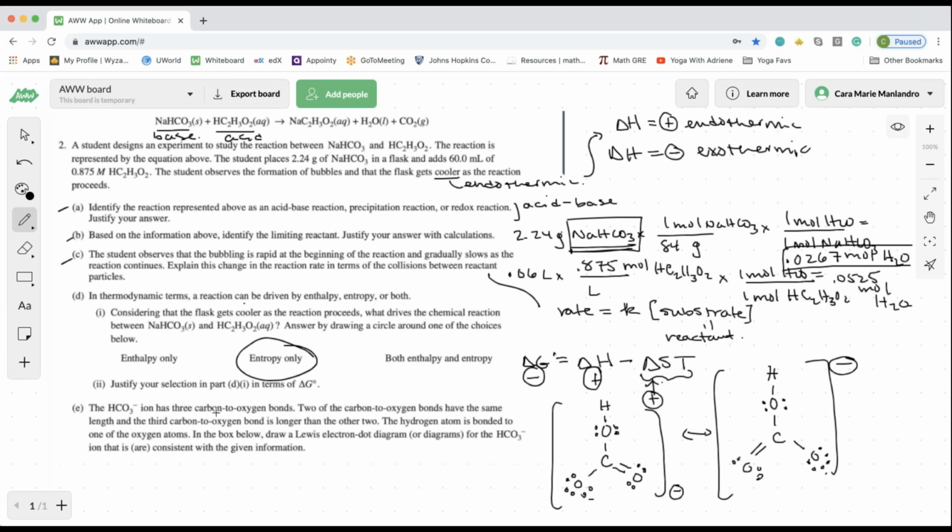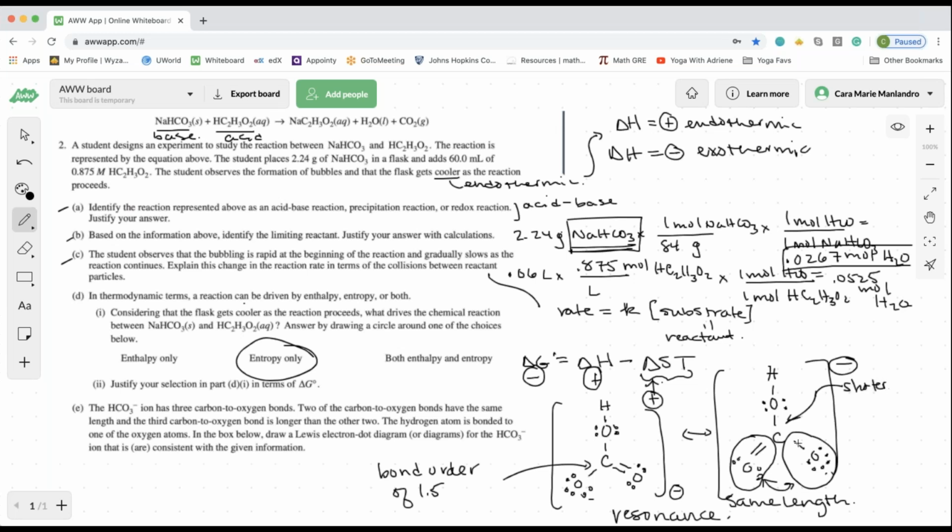Now, to comply with the description here, this one and this one have the same length, because each of them has 1.5 bonds, they're being shared. This is called resonance, so it's impossible to distinguish between them. These have a bond order of 1.5, half a single bond, half a double bond. This one is the one that is shorter. It's only possible to draw a single bond there, so that only has a bond order of 1.